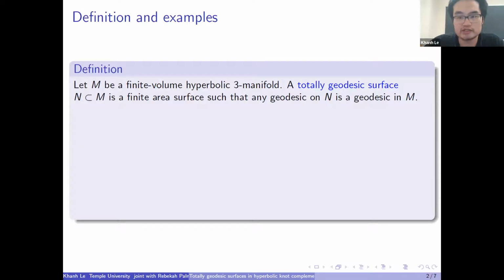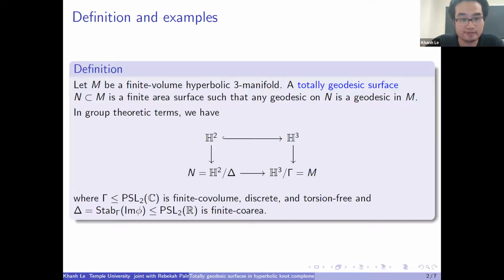Let me first define totally geodesic surface. Let M be a finite volume hyperbolic 3-manifold. A totally geodesic surface in M is a finite area surface such that any geodesic on the surface is a geodesic in M. In group theoretic terms, these surfaces arise as the quotient of a hyperplane in H3 by a finite co-area Fuchsian group.